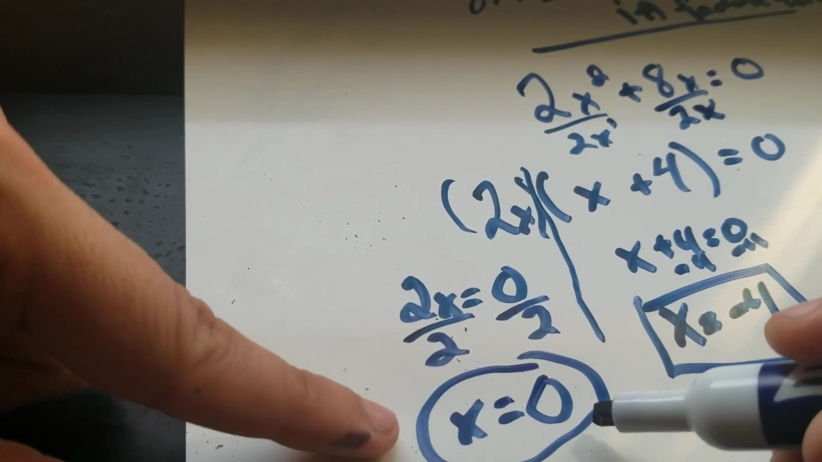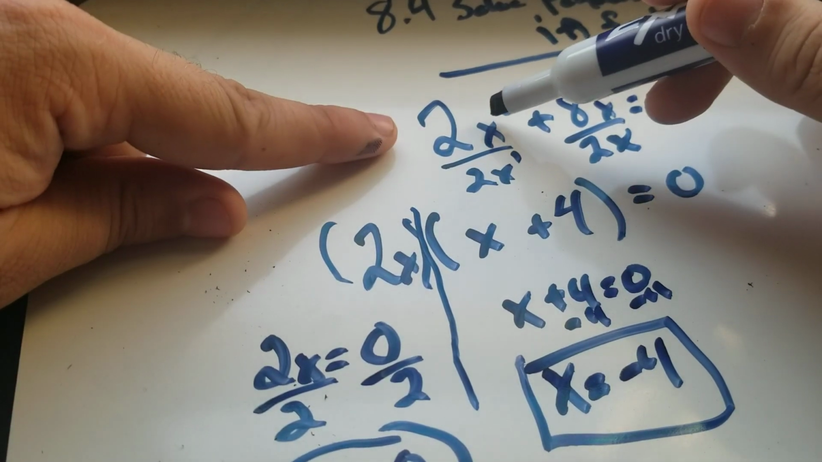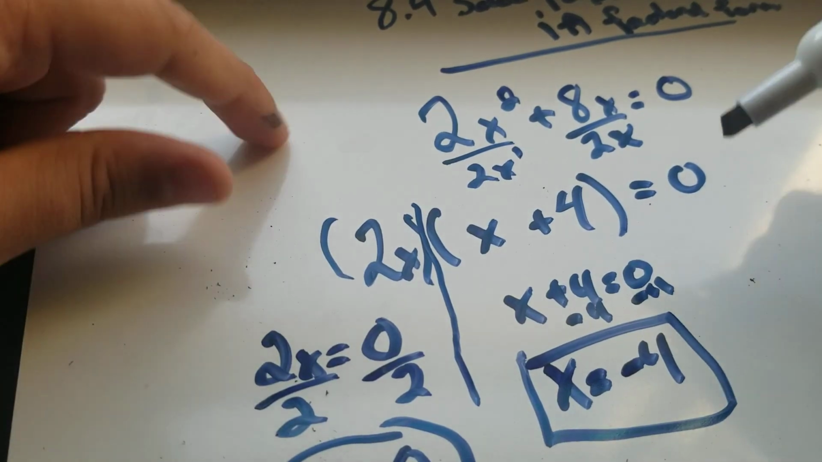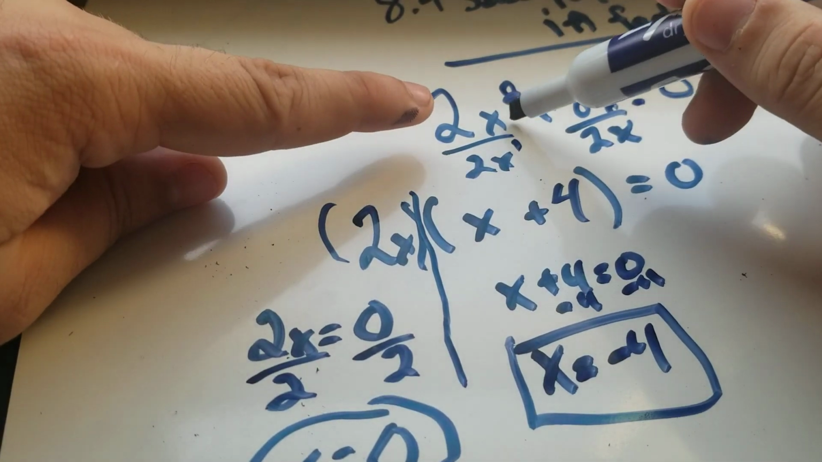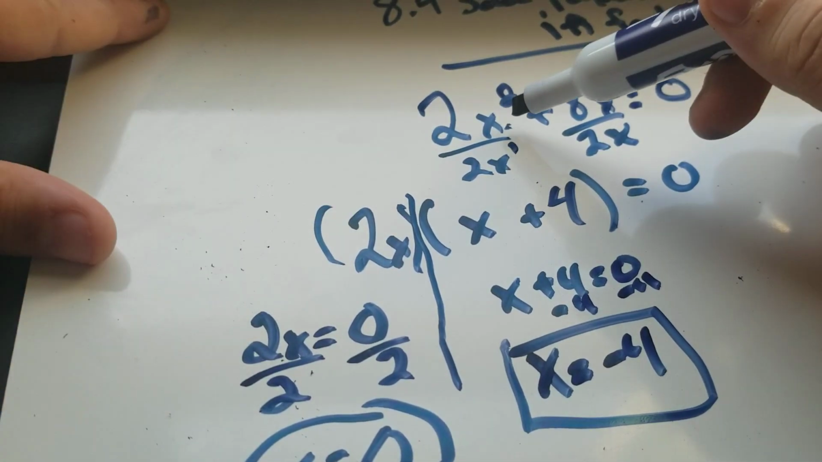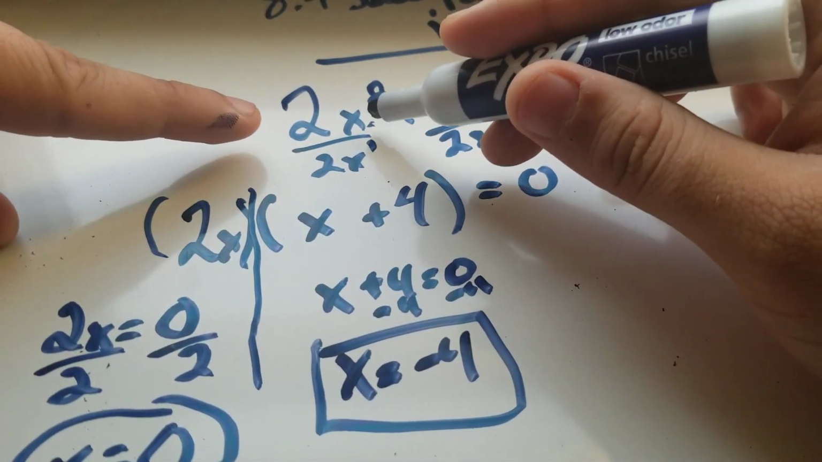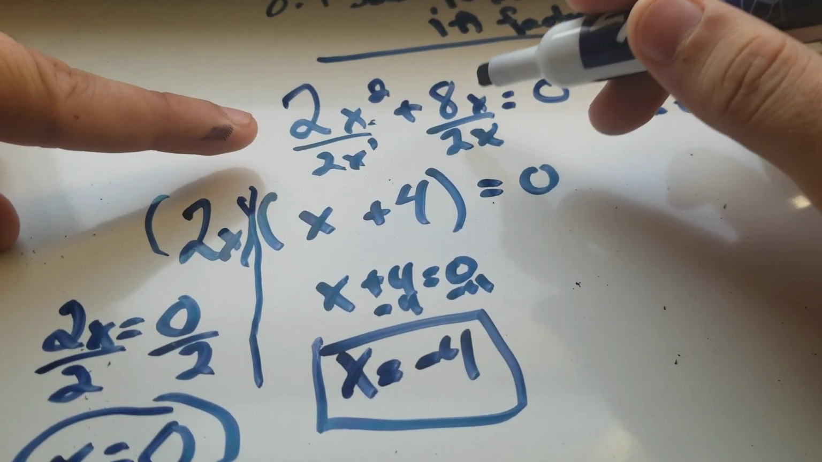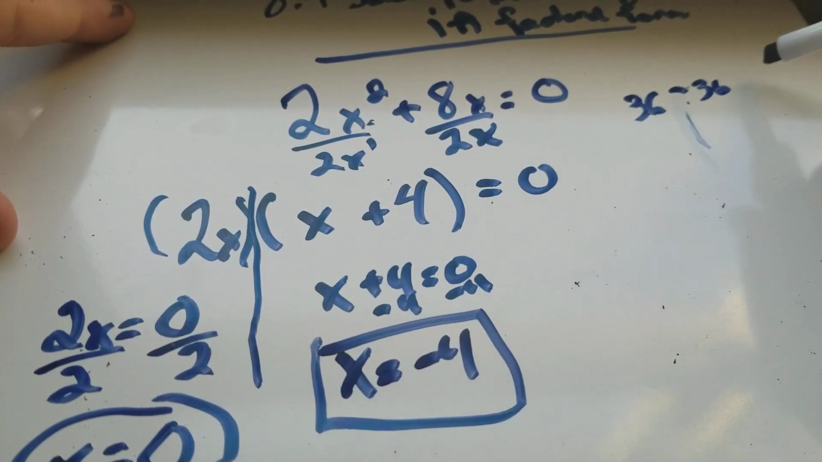So what does that imply? If I plug a 0 into the original equation, this will all become 0. Well, this would be 0, and this would be 0, and 0 plus 0 equals 0. That's good. x equals minus 4 implies that if I plug in a negative 4, it would be 0. Negative 4 squared is 16, positive 16, times 2, that's 32, plus 8 times negative 4. 8 times negative 4 is going to be negative 32. And 32 minus 32 does indeed equal 0.